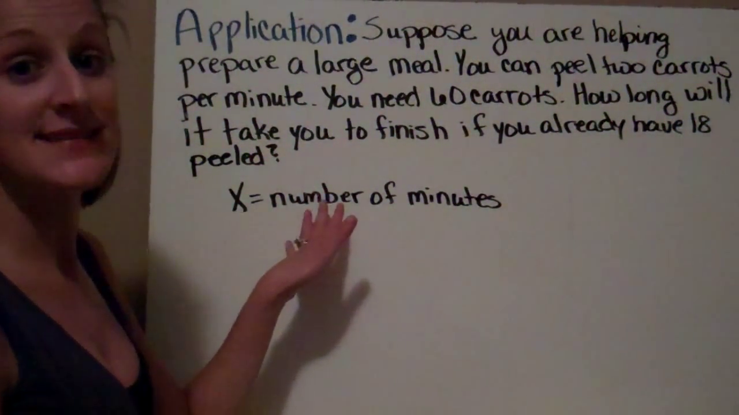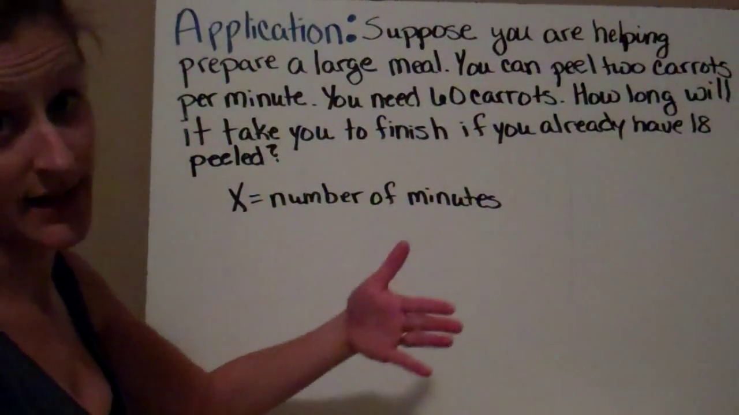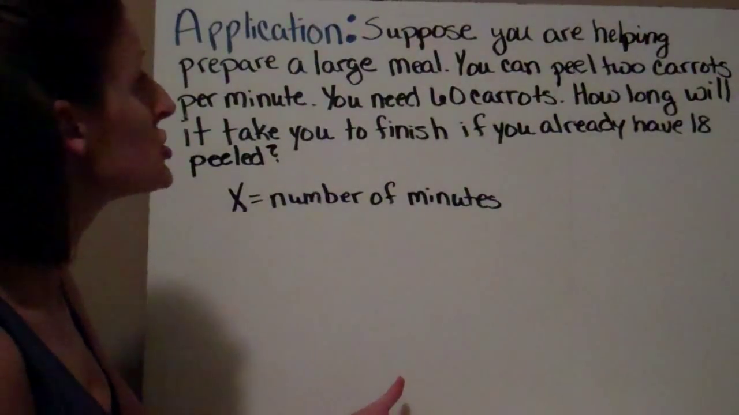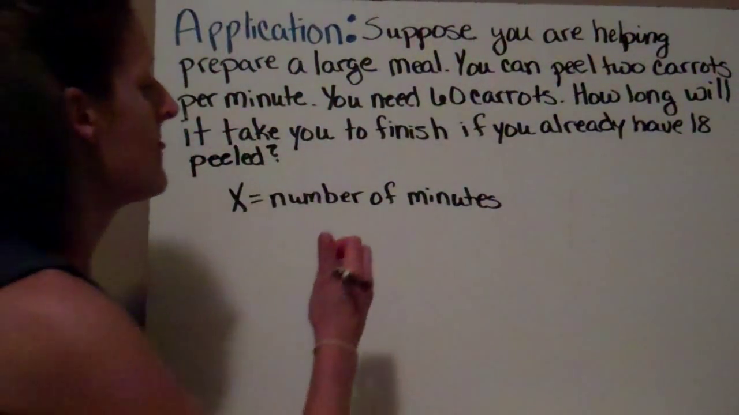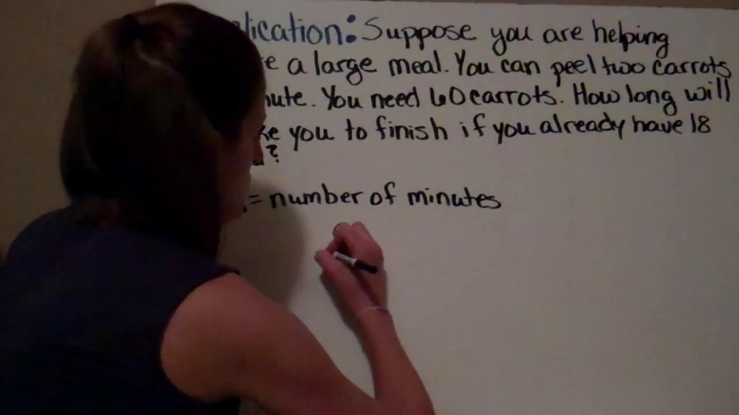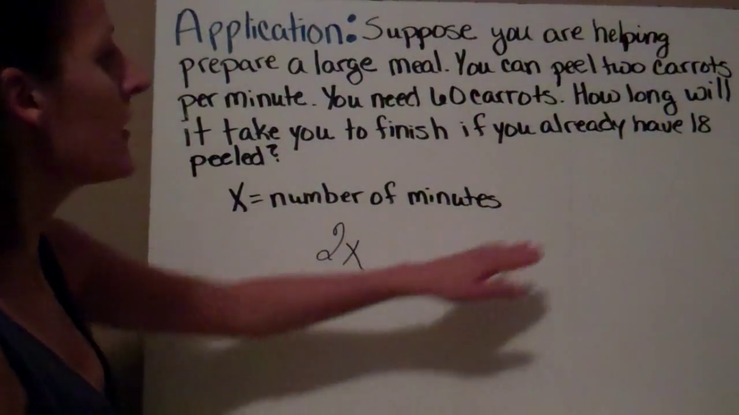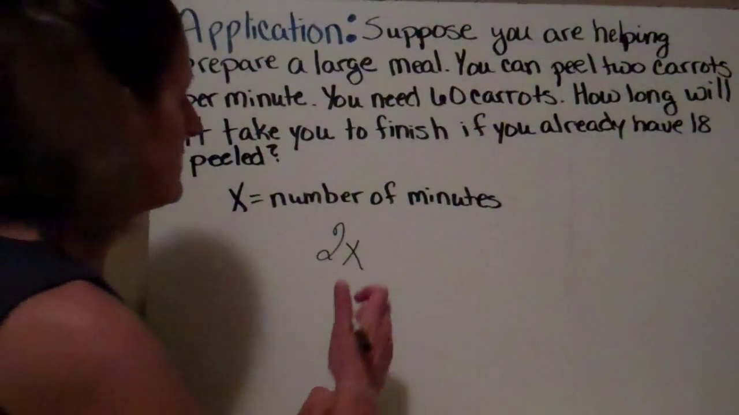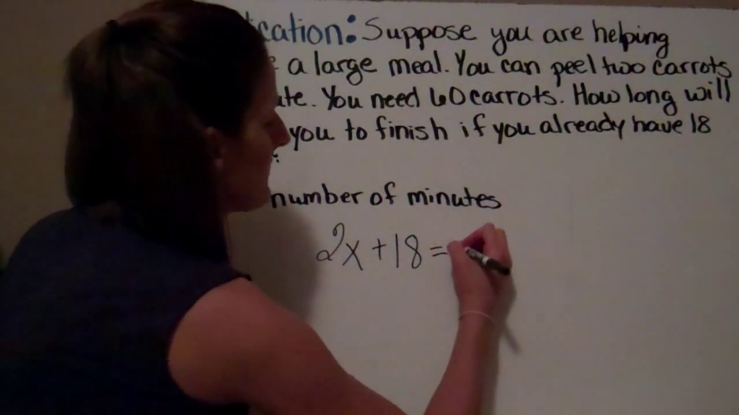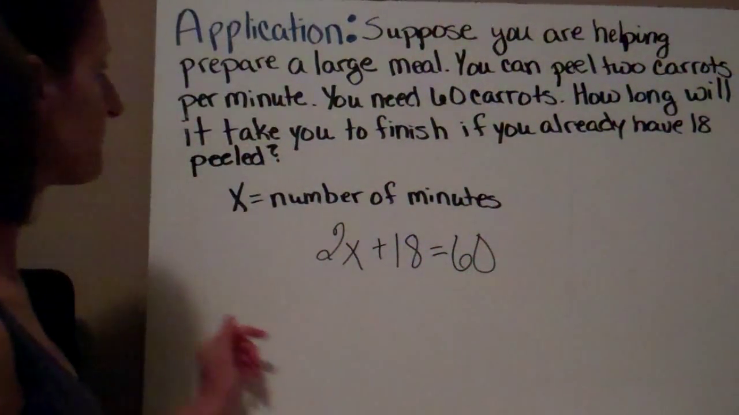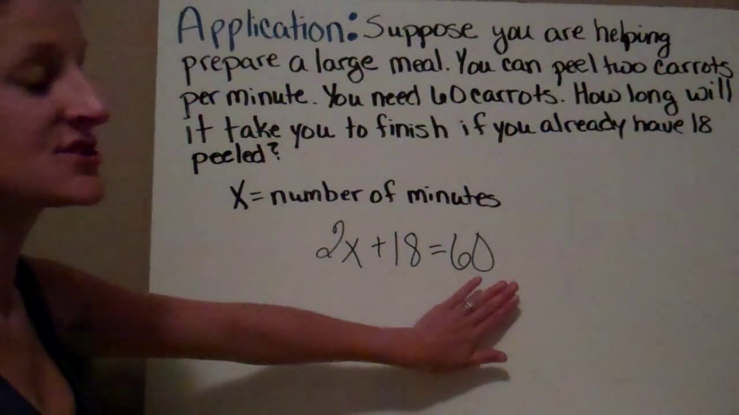Now we're going to say x is the number of minutes we need to finish peeling. So we peel 2 carrots per minute. That means I'm going to do 2 carrots for every minute, and that's x. But we already have 18, so I'm going to add 18, and that's going to give us our total, which is 60.